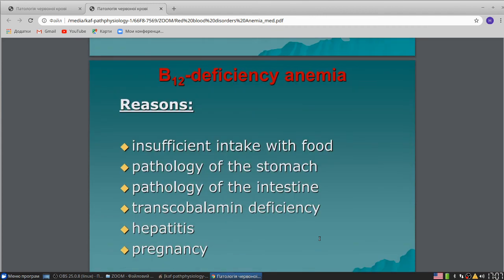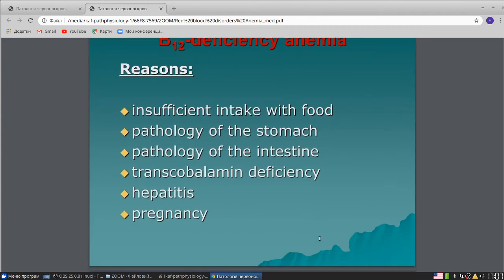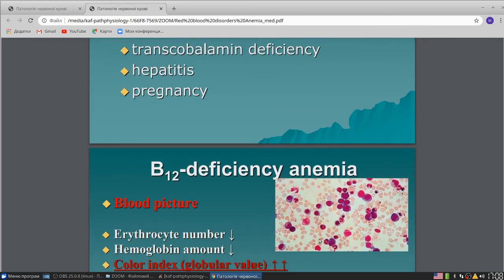B12 deficiency anemia has a lot of reasons. One of them is insufficient intake of vitamin B12 or folic acid with food. Pathology in the stomach, insufficiency of gastromucoprotein or castle factor, which helps to absorb vitamin B12. Pathology of the intestine, which leads to insufficient absorption. Transcobalamin deficiency, hepatitis, and pregnancy, excessive loss of vitamin B12.